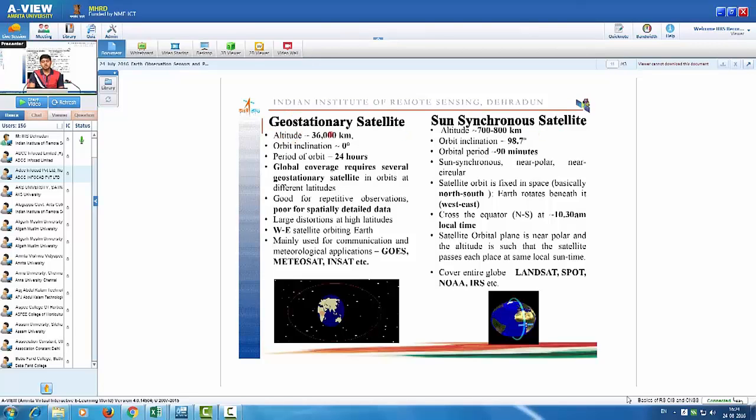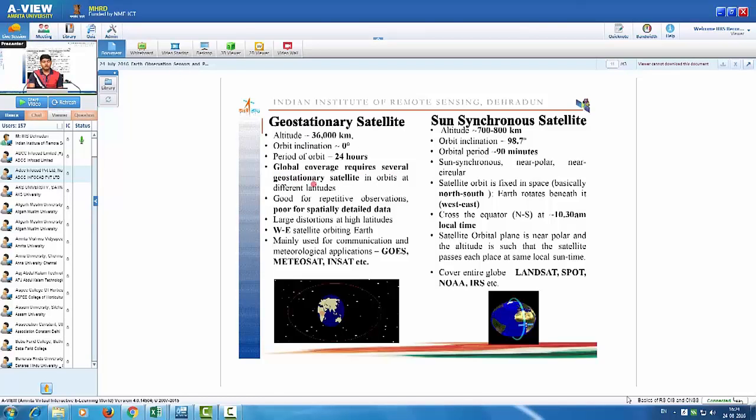Normally geostationary satellites are having altitude of 36,000 kilometers. But it's not necessary that it is 36,000 only. Some satellites are having 33,000, 34,000, 35,000 kilometers also. But most of the satellites are having altitude of this 36,000. Orbital inclination, as I told to you, should follow the equatorial plane. So normally the inclination angle should be 0 degree. And period, to complete one whole satellite revolution relative to the Earth surface, takes around 24 hours.